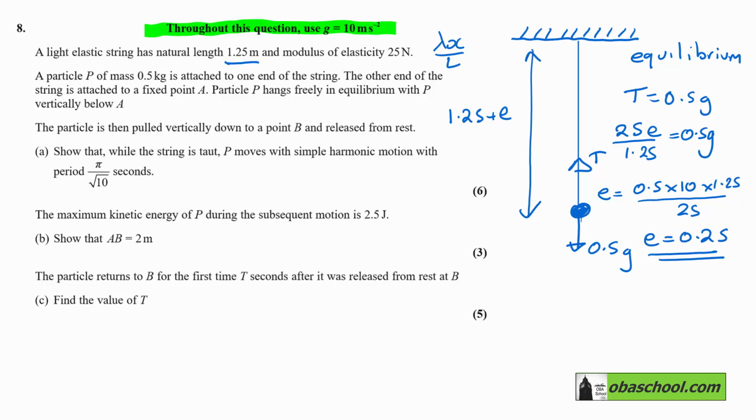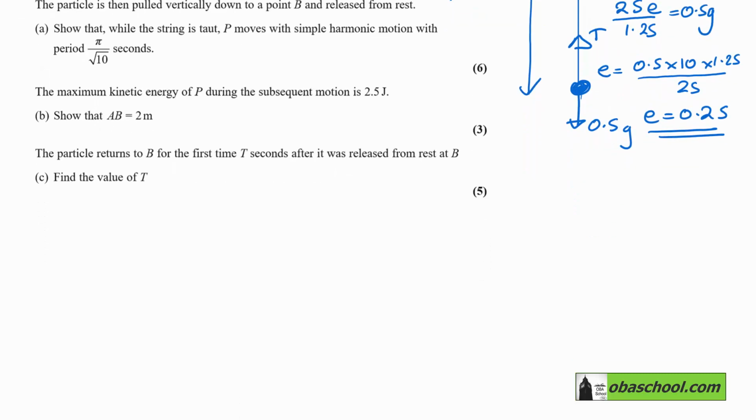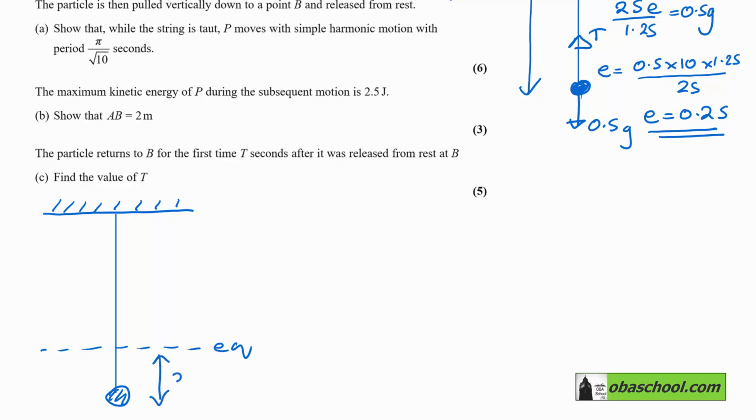We're now told the particle is then pulled vertically down to a point B and released from rest. Show that while the string is taut, P moves with simple harmonic motion with period pi over root 10 seconds. So what we want to do now is look at the next step. We're pulling it down from its equilibrium position. And if we say the equilibrium position is just there, while it's in this motion, it's got a distance x from there.